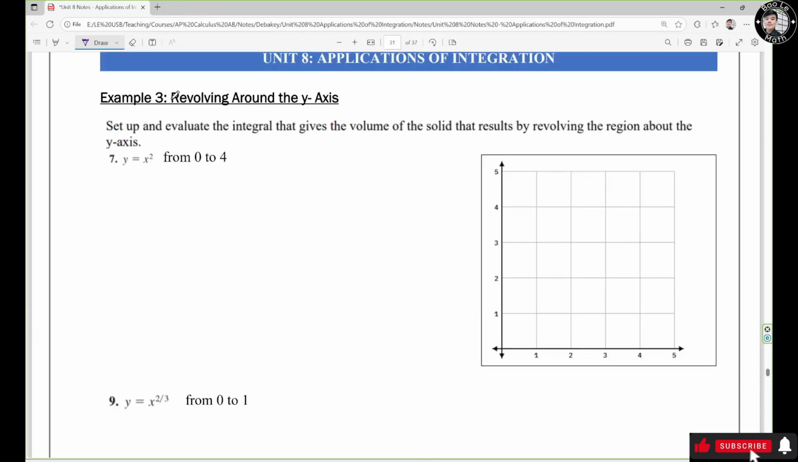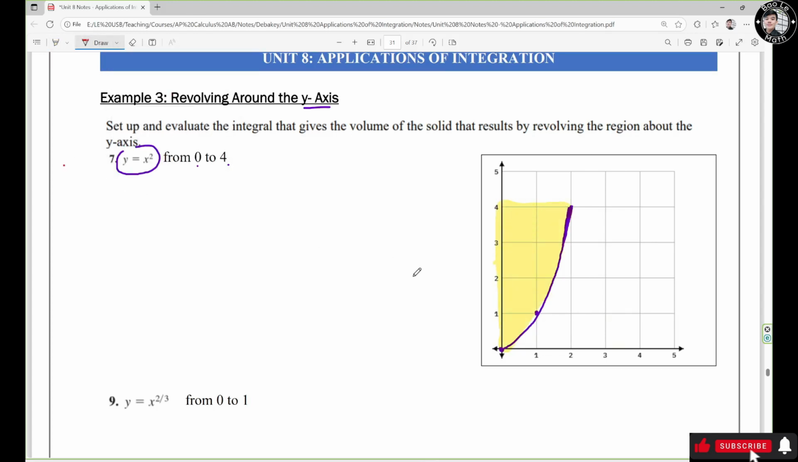Now let's move on to example number 3. Revolving around the y-axis. The function y equals s squared from 0 to 4, right? Now s equals 0, y equals 0. We get this one. s equals 1, y equals 1. s equals 2, y equals 4. So it could be like this, right? So if you connect these 3 points, it could be something like this. So the region should be from here to here.